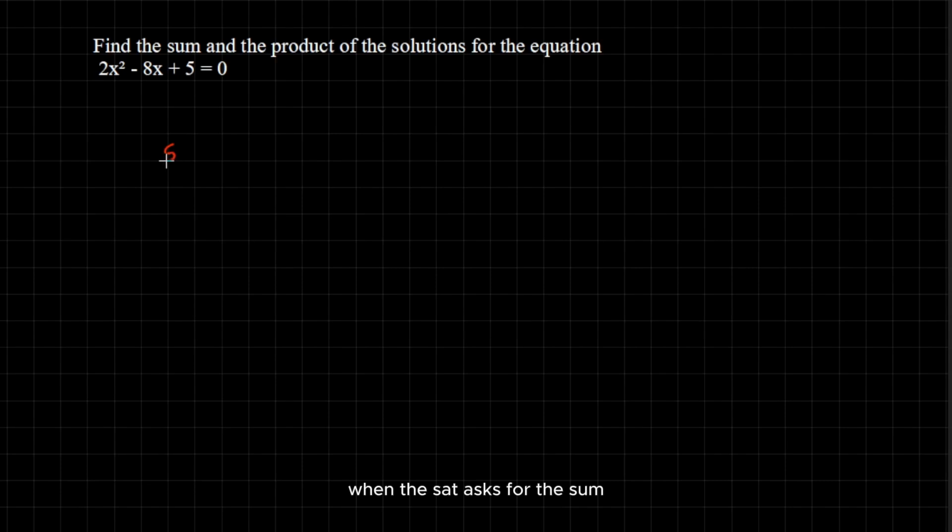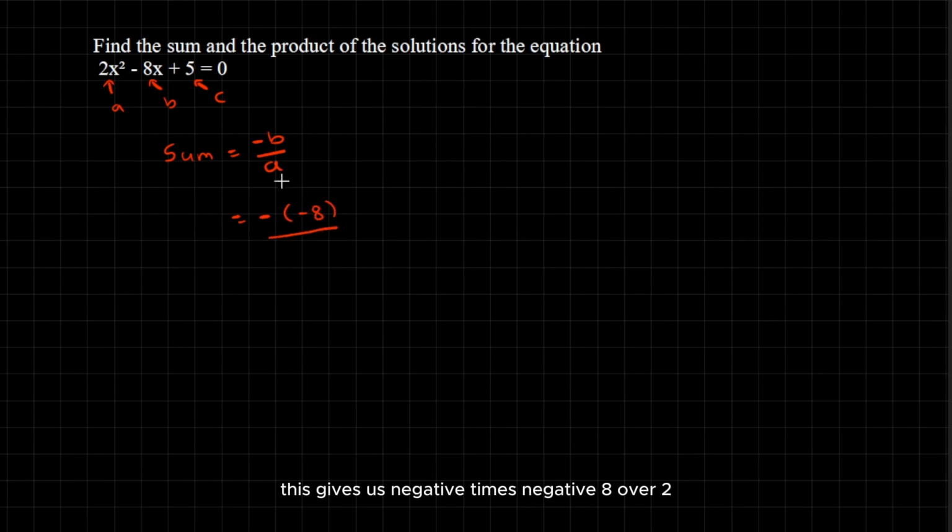When the SAT asks for the sum of the roots, you don't need to use the long quadratic formula to find individual solutions. Instead, let's write down our shortcut formula, sum equals negative b over a. Here, a is 2, b is negative 8, and c is 5. Let's substitute these values. This gives us negative times negative 8 over 2. Now, simplifying, negative times negative 8 flips to positive 8. Over 2 is equal to 4.